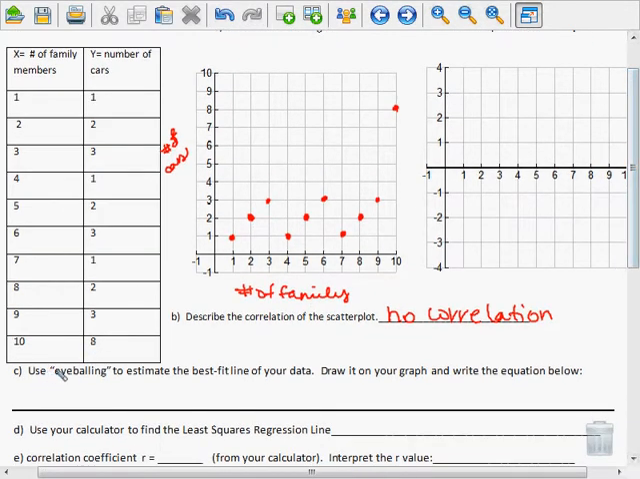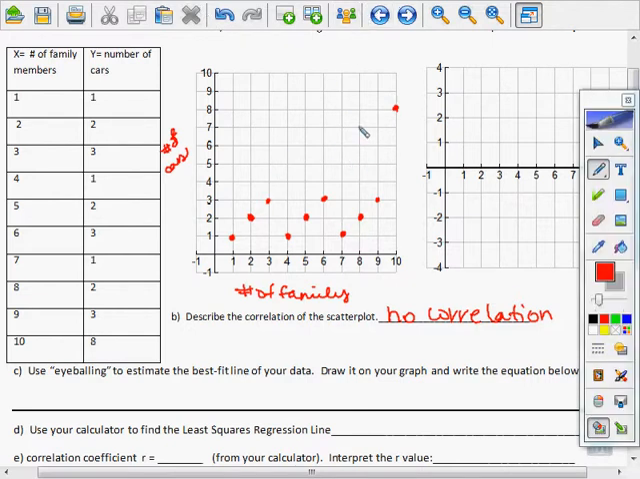So C says use eyeballing to estimate the best fit line of your data. Draw it on your graph and write the equation below. Well, this is going to be a challenge here because since there does not appear to be a correlation here, it's going to be very hard to draw like an oval around our data, but we're going to try and we'll see what we come up with. Okay, so this is kind of, I guess, where it would go.